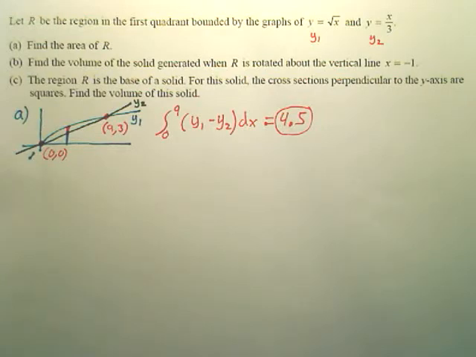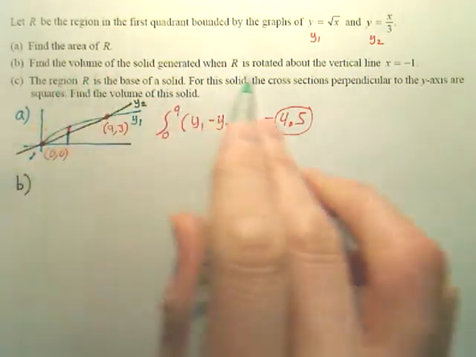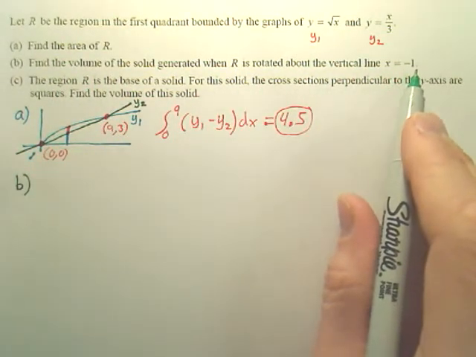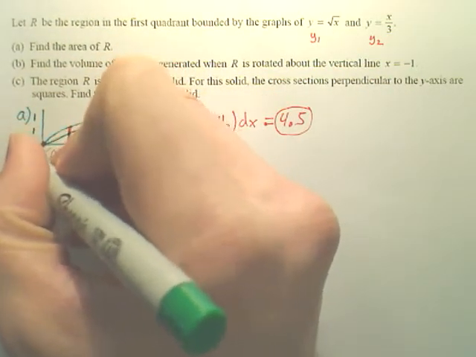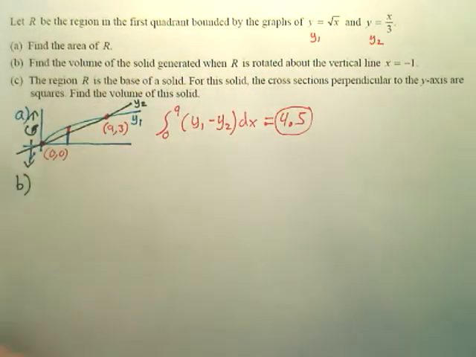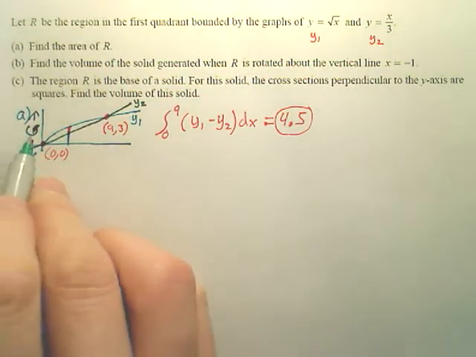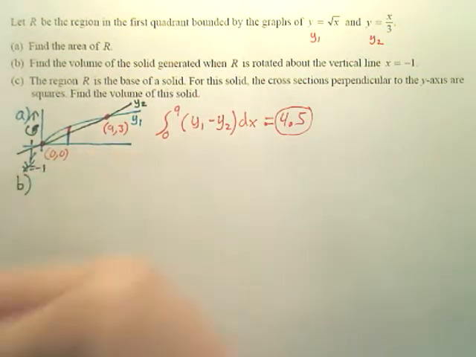Now, for the next one, B. It wants to know the volume. We revolve it around x equals -1. Do you understand x equals -1 is out here? And you're revolving it around that. If I'm revolving it around this line out here, x equals -1.